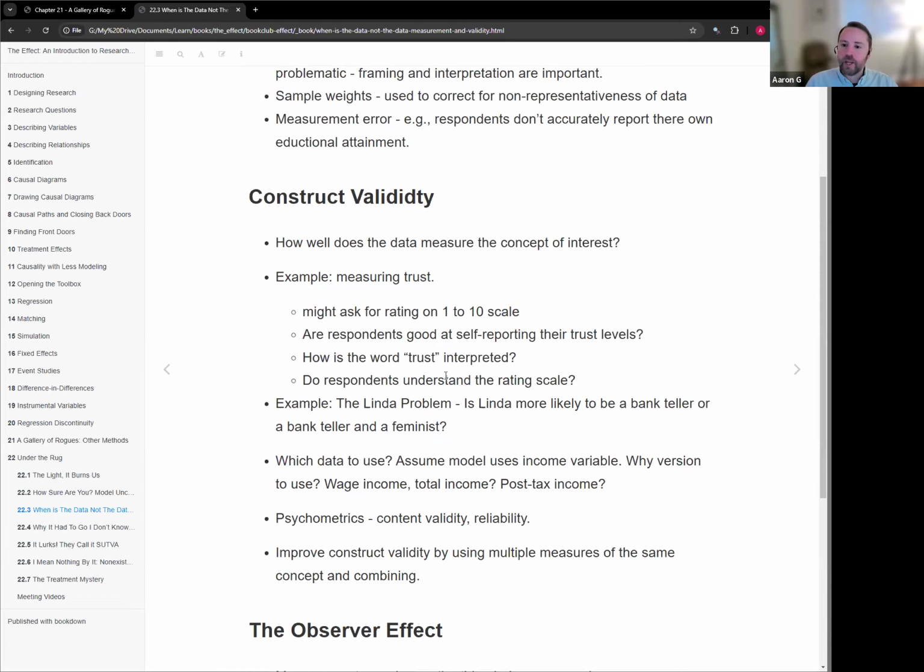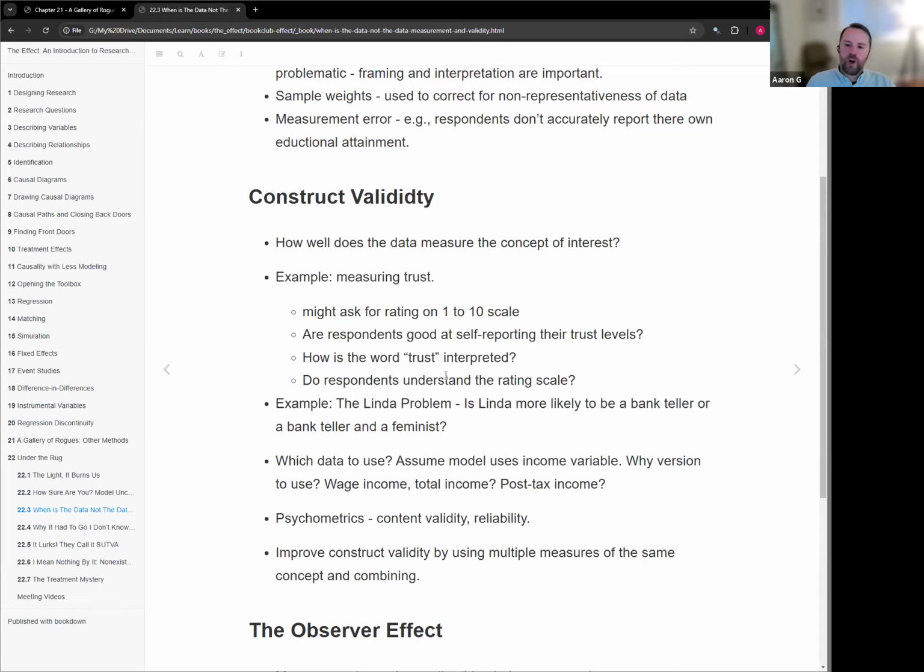So the idea here is how well does the data actually measure what we're trying to measure? And the example in this section is trust, right? That could be trust of government. You might ask a respondent to measure their trust of government on a 1 to 10 scale, but do respondents really understand what that means? Like, how different is a 9 from a 5, for instance? Different people could interpret that different ways. The word trust itself is kind of ambiguous, right? Your version of trust may be different than my version of trust.